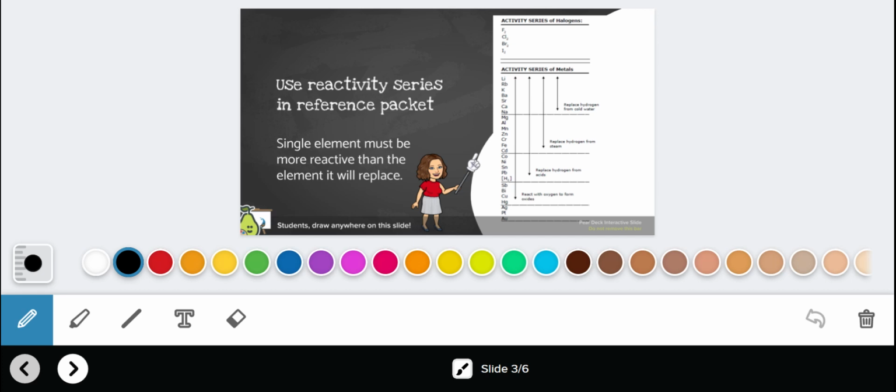In order to determine whether or not a reaction will occur for single replacement, we use what's called the activity series, which can be found in your reference packet. The single element must be more reactive than the element it will replace, and the more reactive elements are at the top, where the least reactive elements are at the bottom. You have two separate activity series, one of the halogens, where fluorine is the most reactive and iodine is the least reactive. And then you have one with metals, where lithium is the most reactive, all the way down to gold being the least reactive. You will note that hydrogen is present in this, even though it's not a metal, but it is part of the reactivity series.